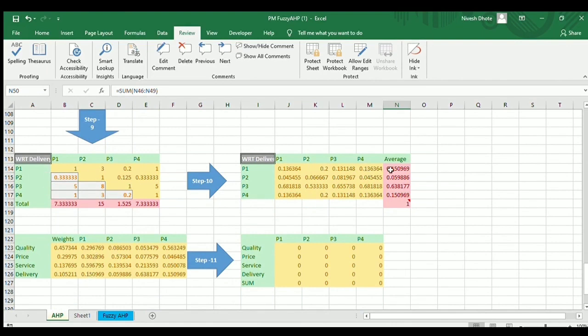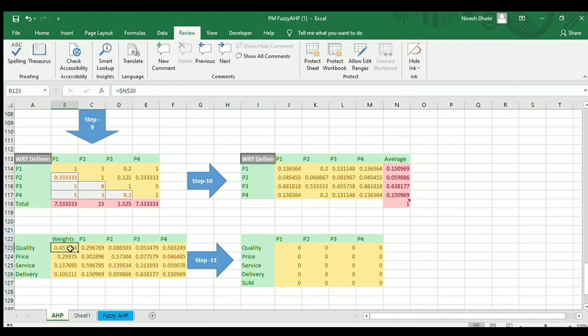So here what we can see is the average is 0.15 with respect to delivery for P1. Now 0.059 is P2 with respect to delivery. Similarly 0.63817 and 0.1509. And we can see here the values like N114 and 114. And next is N115.